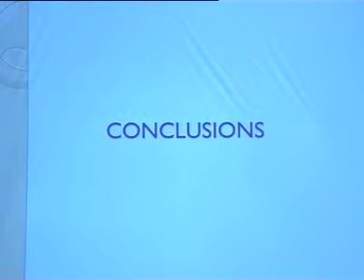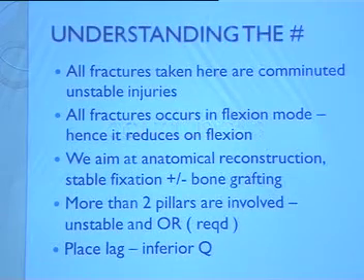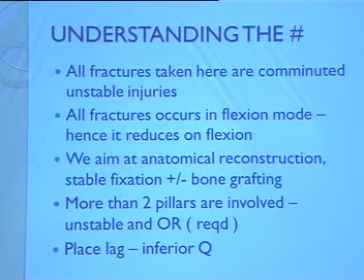So, conclusions: all the fractures taken here are comminuted unstable injuries, and the fractures occurred in flexion mode because our patients usually walk with 5 degrees of hip flexion and 5 to 10 degrees of knee flexion with more than 5 degrees of external rotation, which is accepted. So for all these fractures we aimed at anatomic reduction, stable fixation, plus or minus bone grafting. When there is involvement of 2 or more pillars, we consider that an unstable fracture pattern, and we always place the screw in the inferior portion where we have the maximum bone strength.